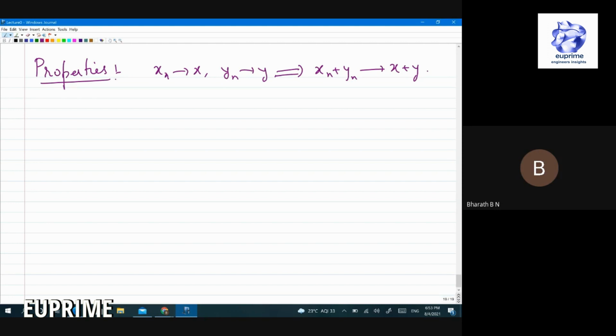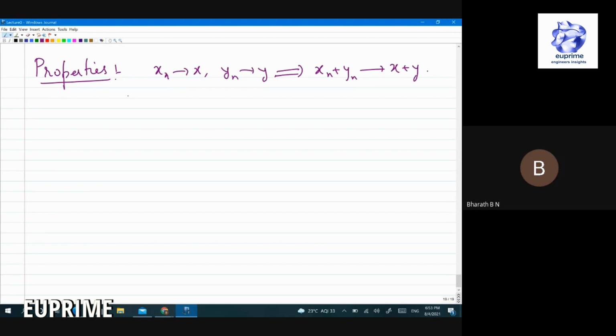If xn goes to x, what does that mean? xn enters the epsilon room around x, right? yn converges to y, what does that mean? It will also enter the epsilon room around y, right? If you take the sum, you should enter a room around x plus y, right? It's very intuitive, but how do you prove that? Well, I will leave it as a homework problem.